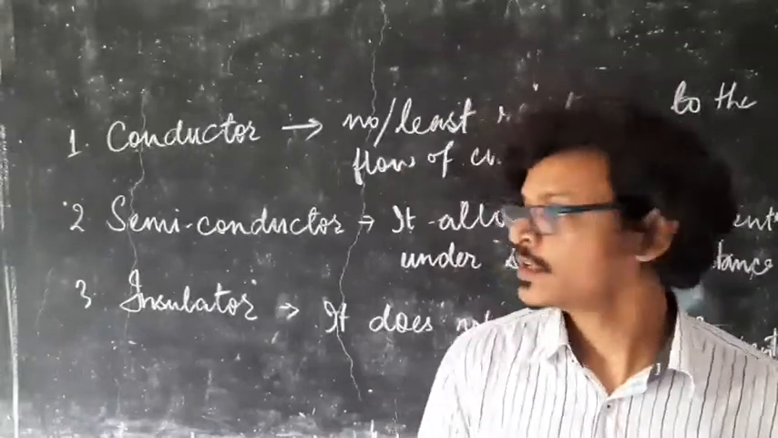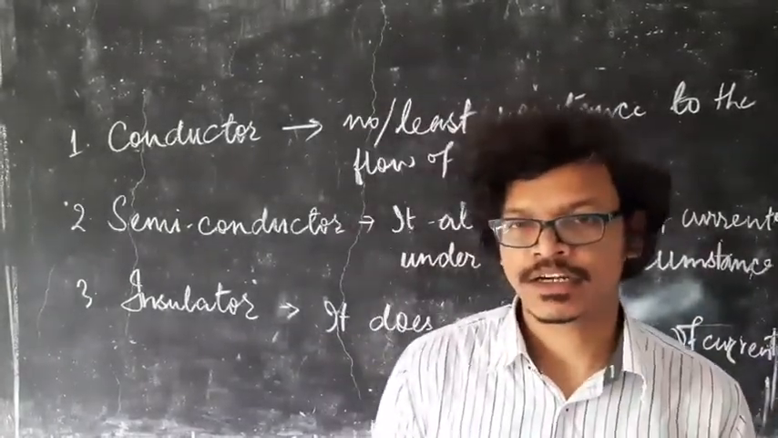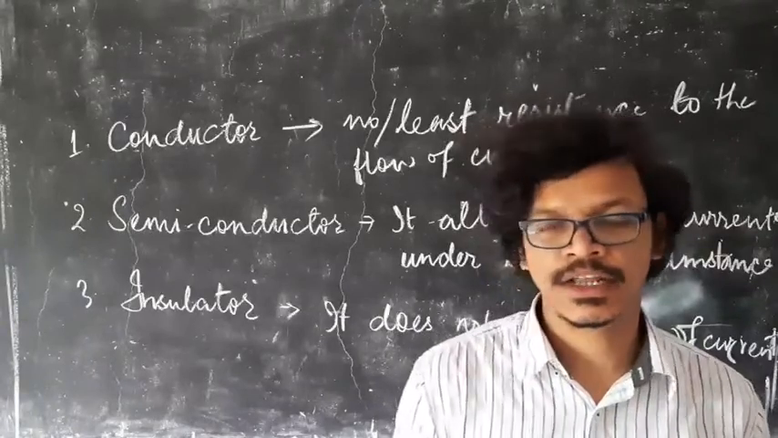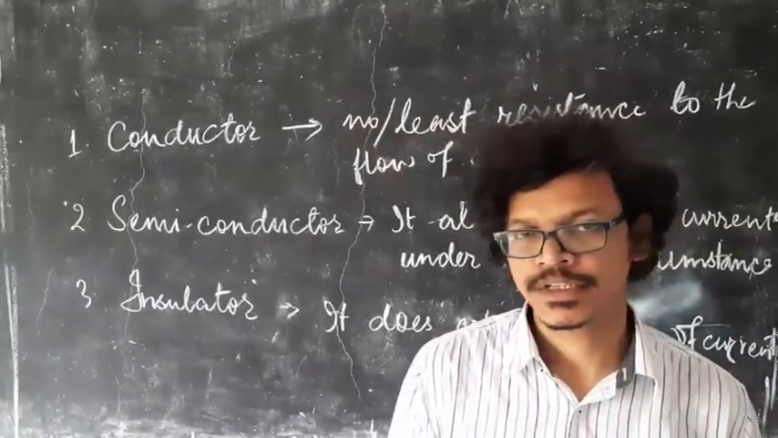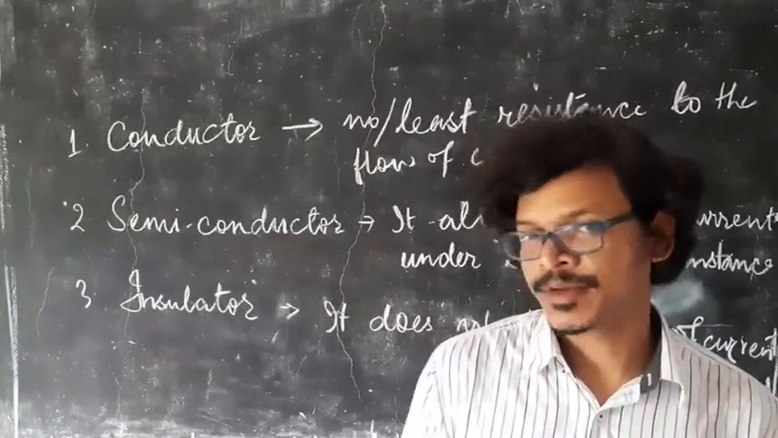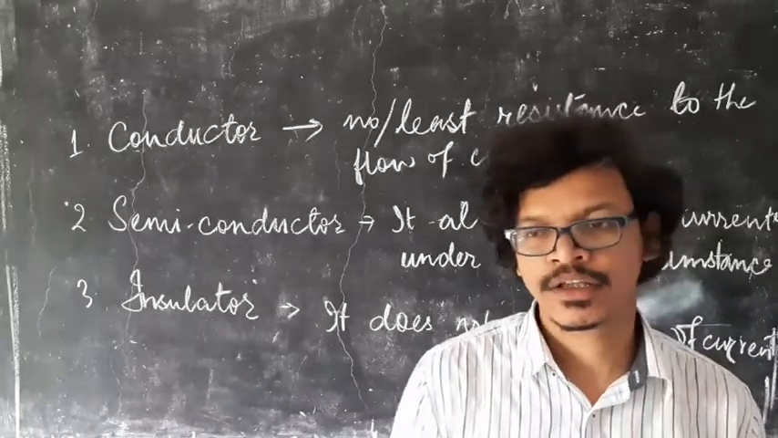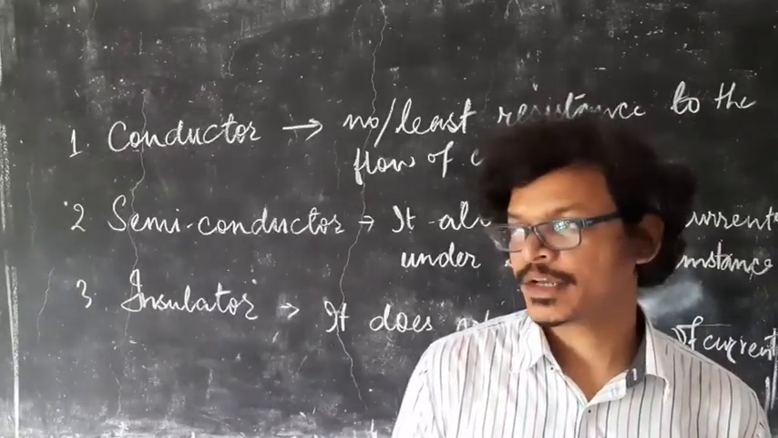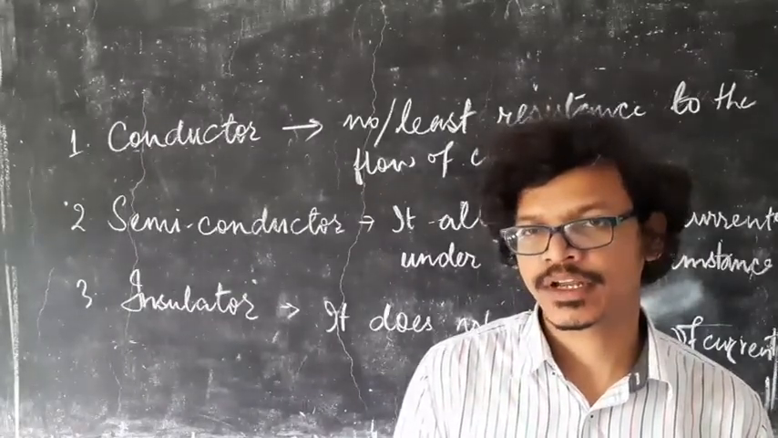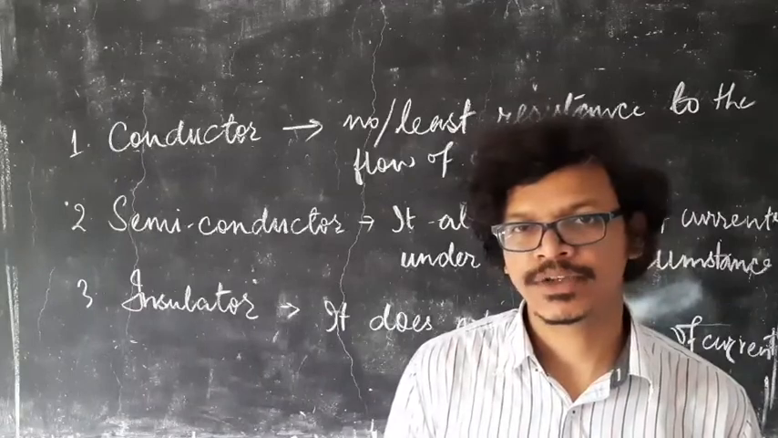So all types of metals are conductors, and there are certain semiconductors like silicon, germanium. They allow flow of current under certain circumstances, and there are certain materials which do not allow flow of current, like plastic, wood, stone. All this type of material does not allow flow of current. That type of material is classified as insulator.